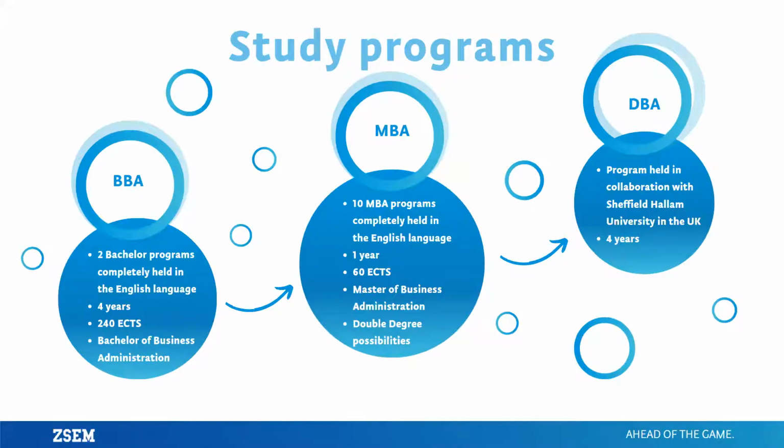So at ZSEM, we have 3 levels of studying. We have 2 bachelor programs completely held in the English language. They last 4 years, and they have 240 ECTS credits. Then we have 10 MBA programs held in English language. They last 1 year, and they have 60 ECTS. And we also have a DBA program held in collaboration with Sheffield Hallam University in the UK, and it lasts 4 years.